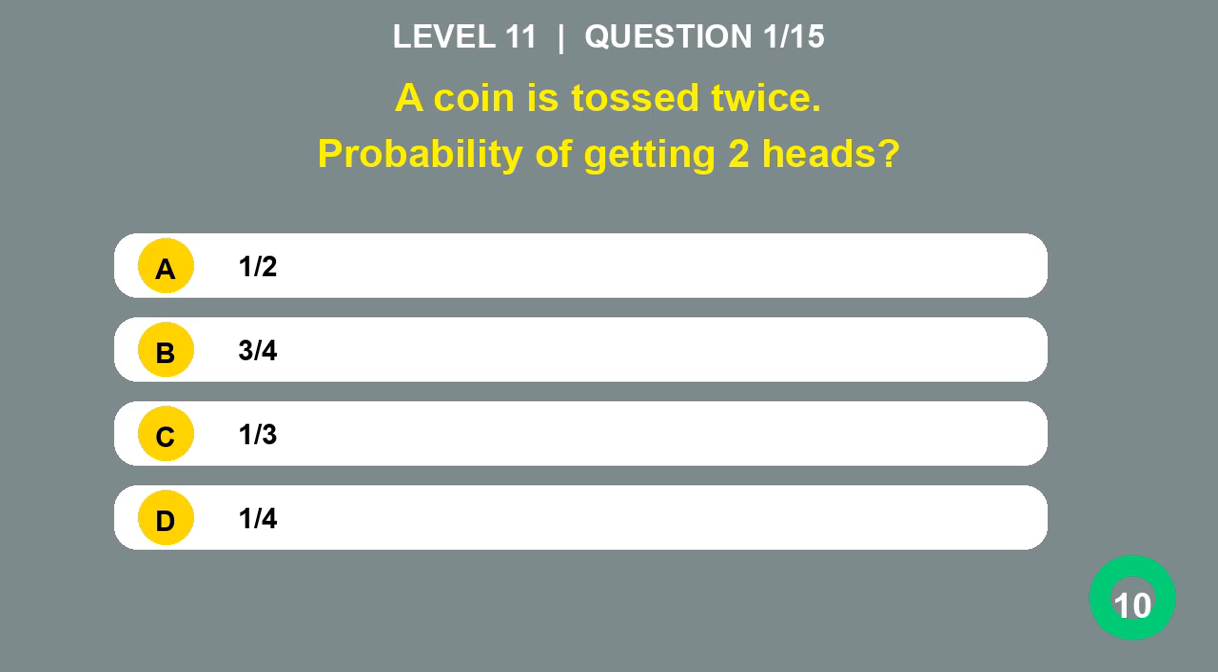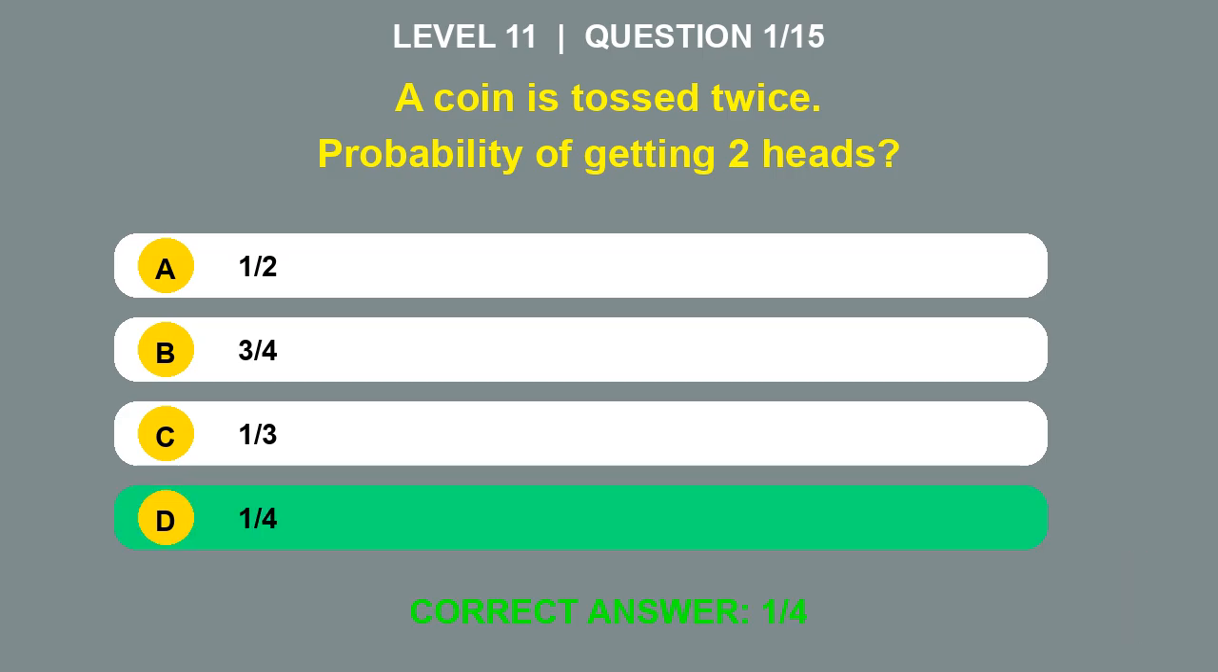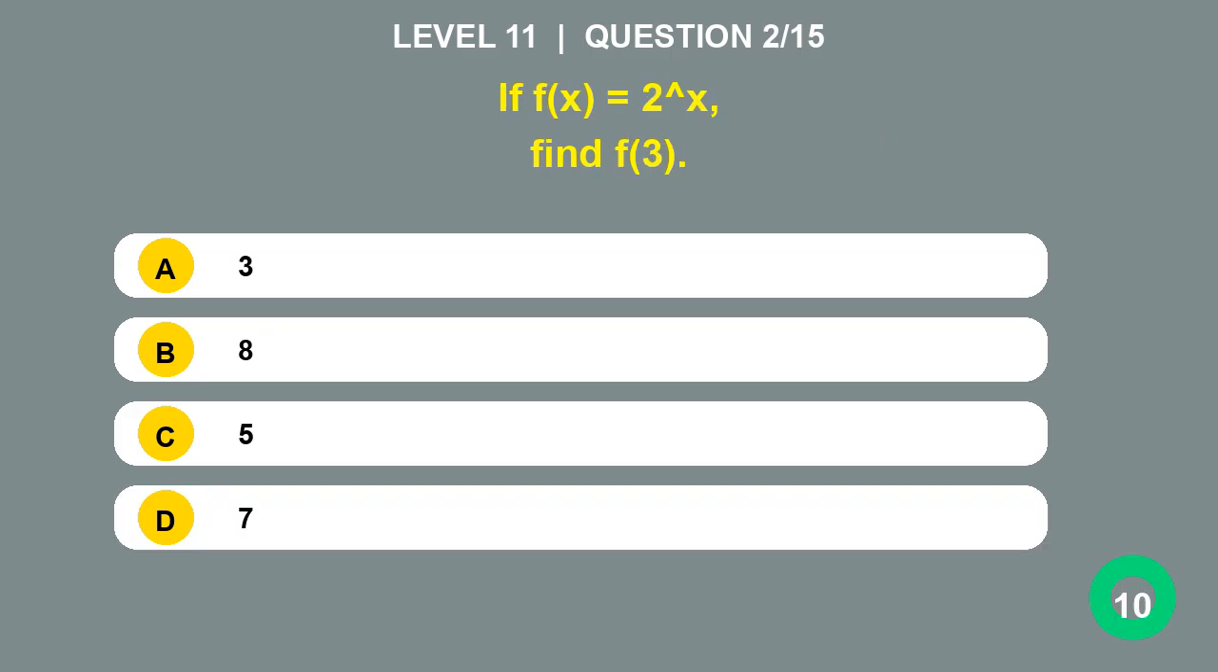A coin is tossed twice. Probability of getting 2 heads? Answer is 1/4. If f(x) equals 2 to the power of x, find f(3).